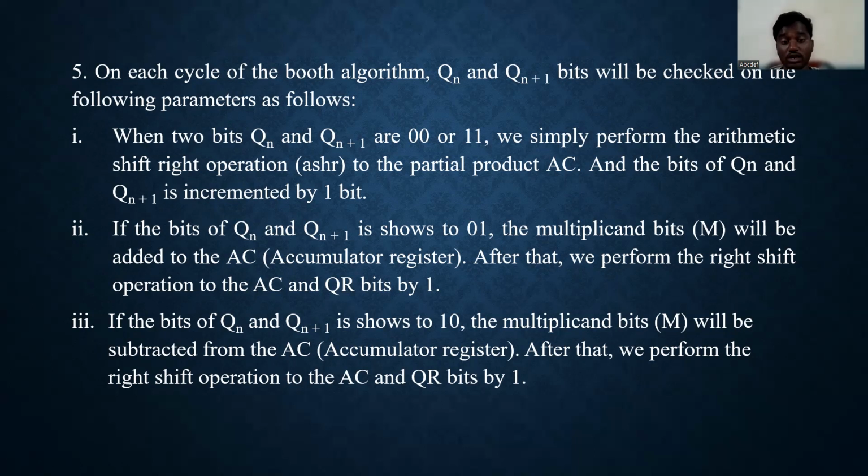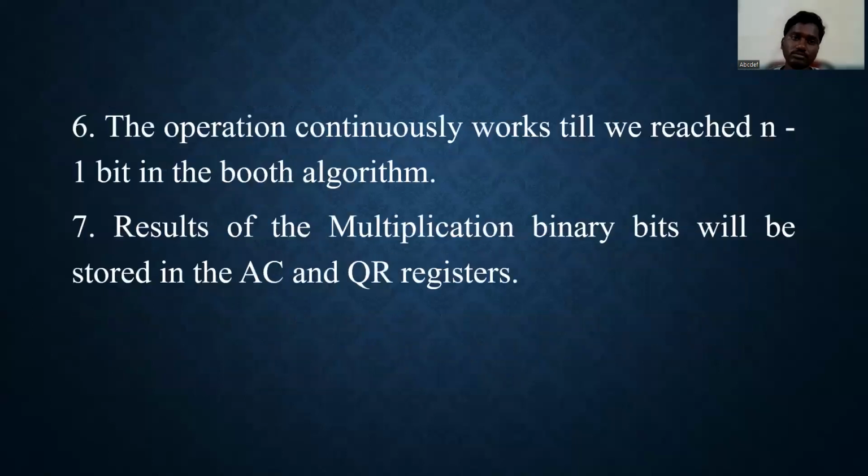If the bits of Qn and Qn plus 1 are 1, 0, then the multiplicand M will be subtracted from AC. After that, we perform the right shift operation on the AC and QR bits by 1. The operation continues until we reach n minus 1 bits in Booth's algorithm. The result of the multiplication will be stored in the AC and QR registers.